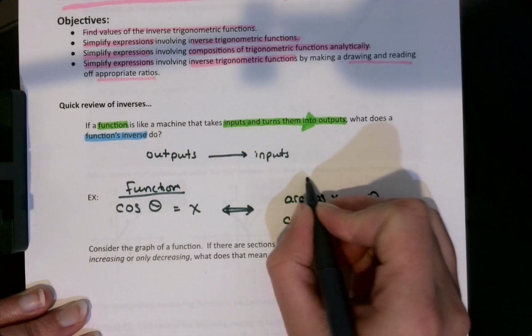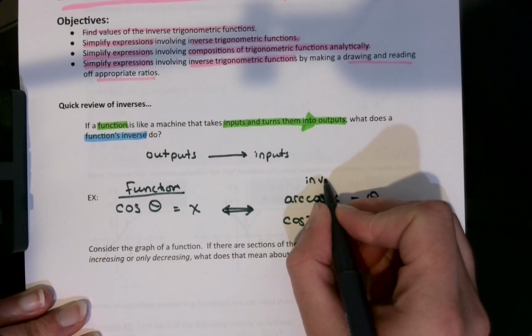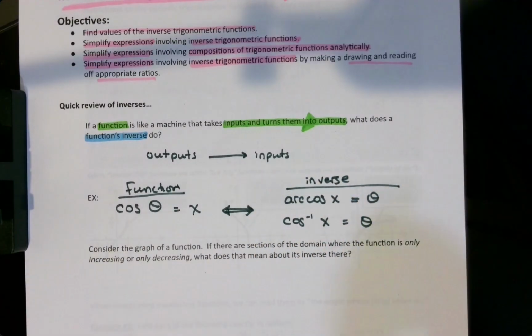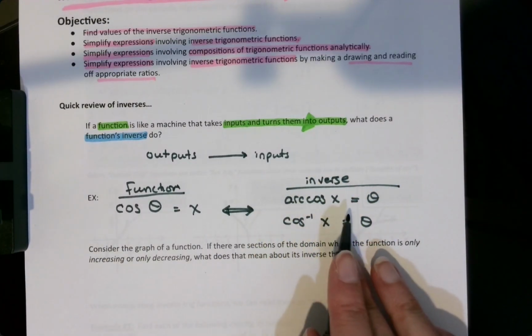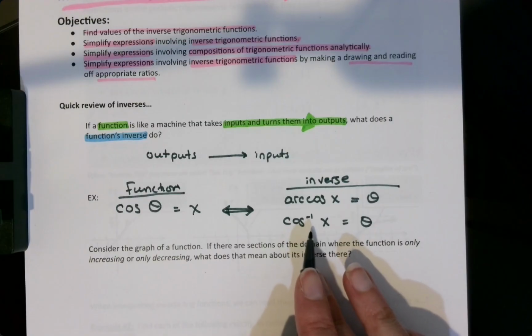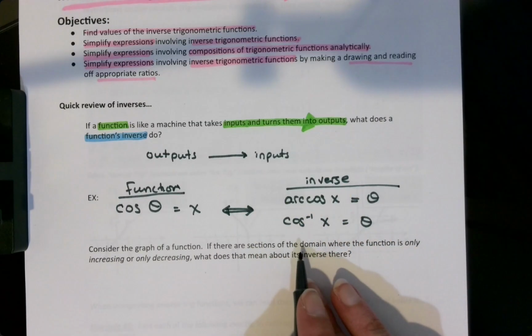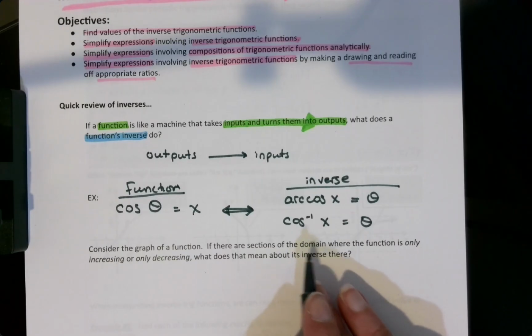And once again, we know for trigonometric functions that there are many ways to state their inverse. We can use the arc notation or the -1 inverse notation. There's no difference functionally between those two. It's just a difference in written notation.